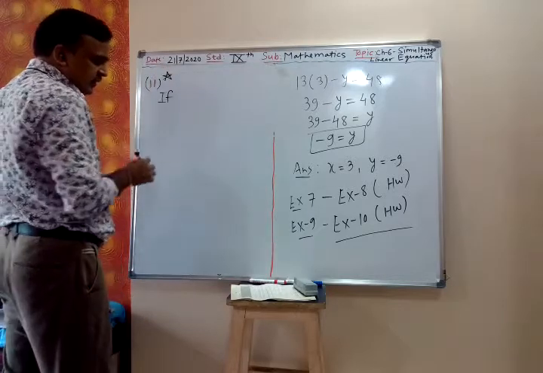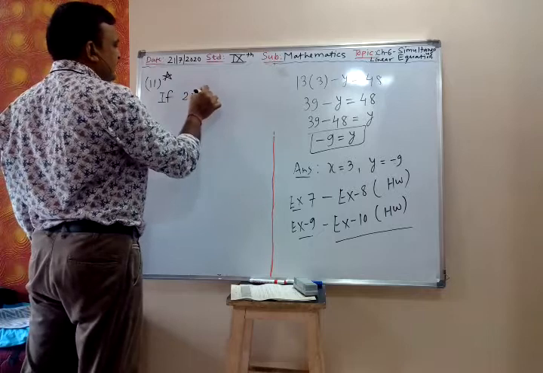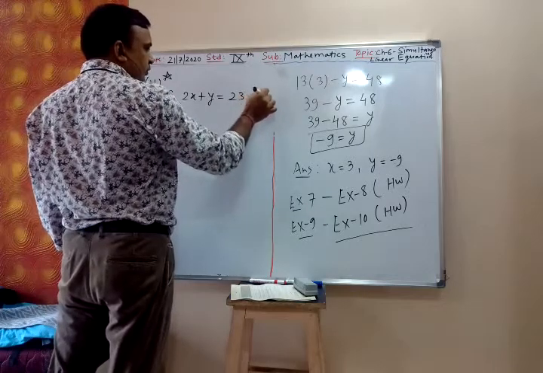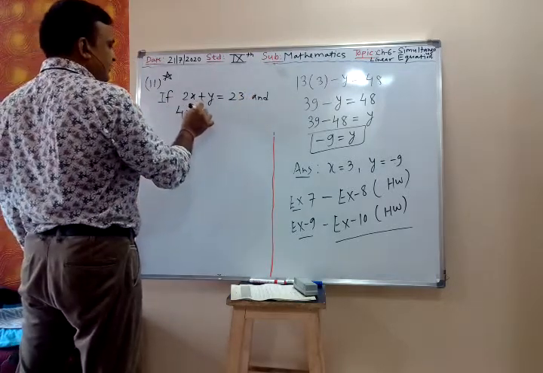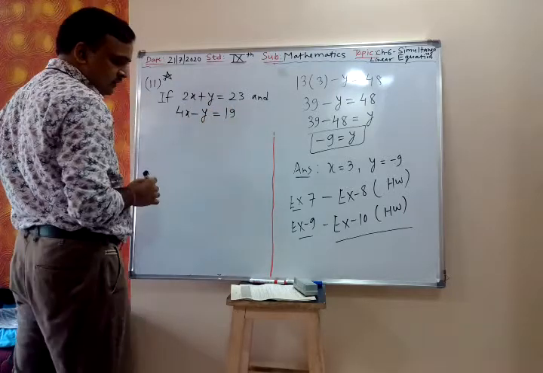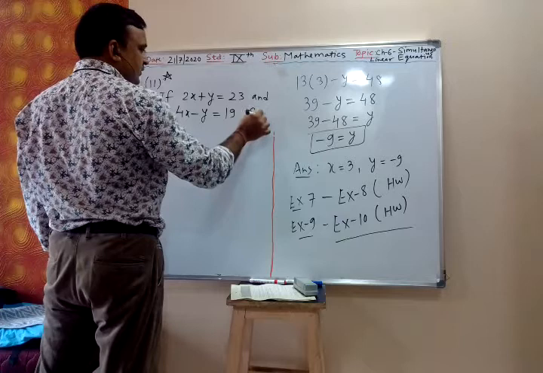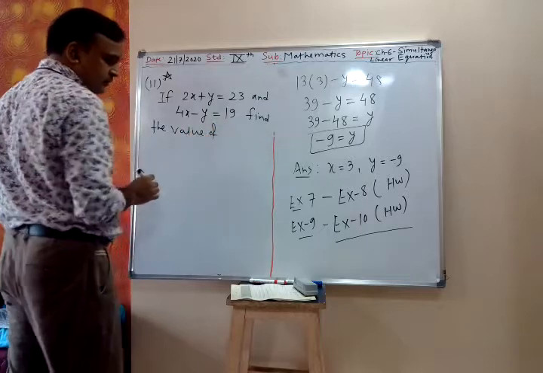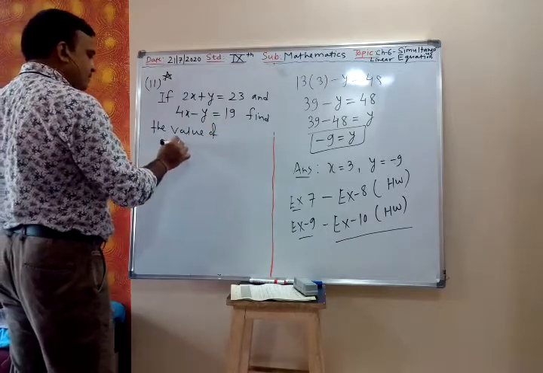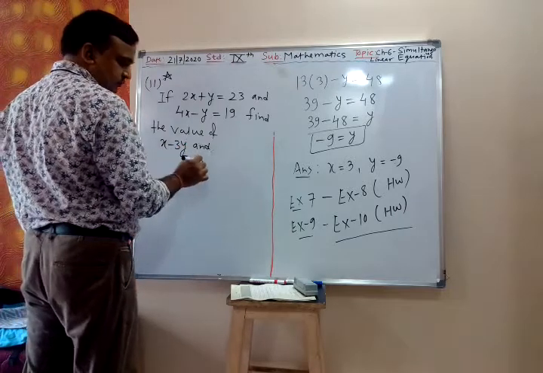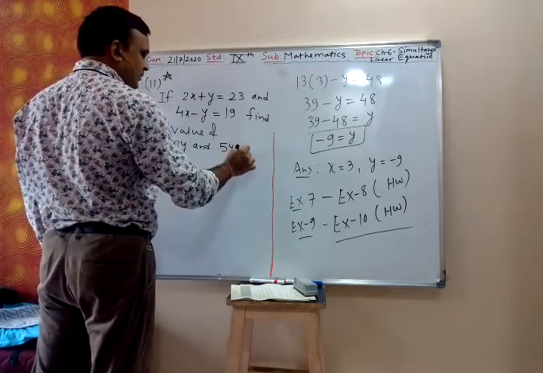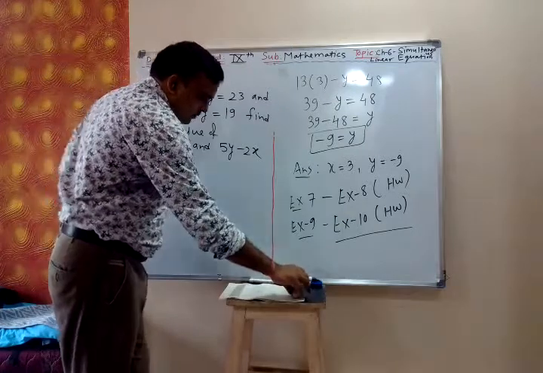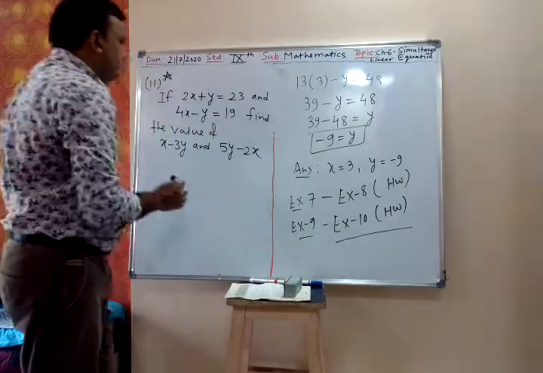11th one: if 2x plus y is 23 and 4x minus y is 19, find the value of x minus 3y and 5y minus 2x.